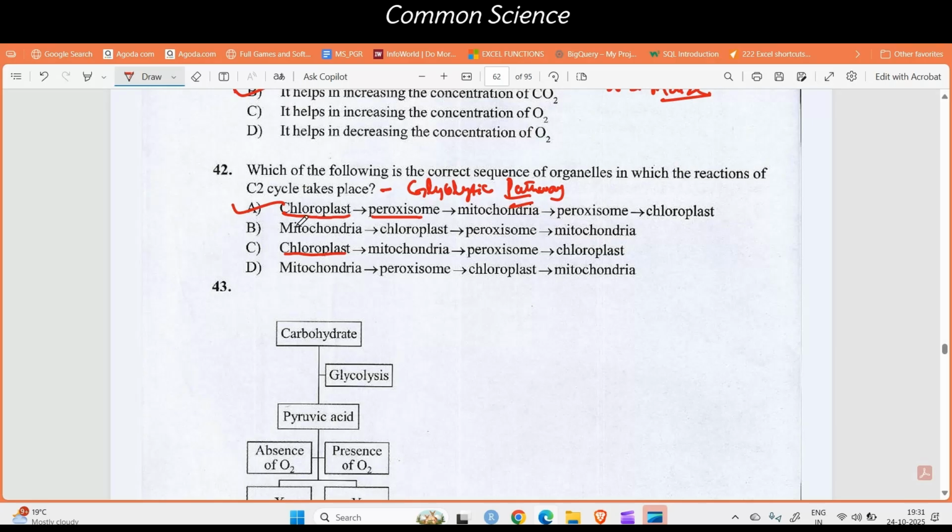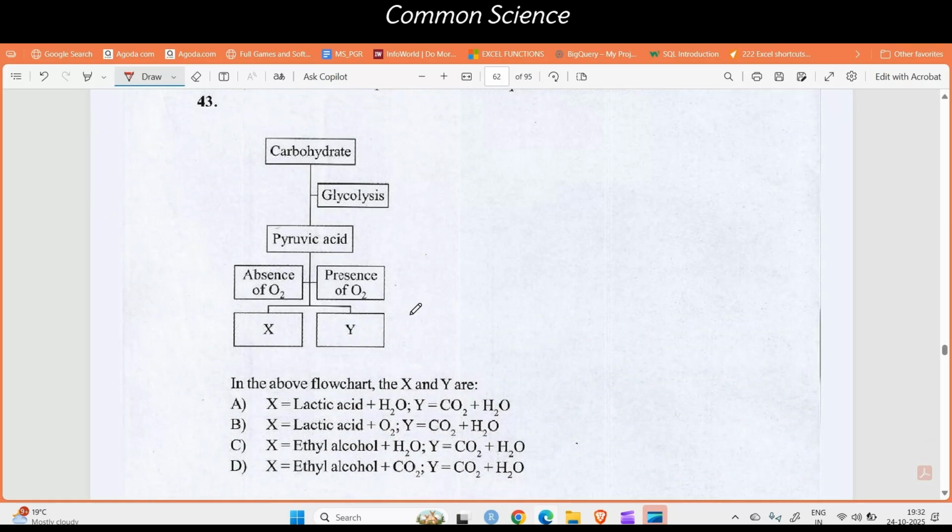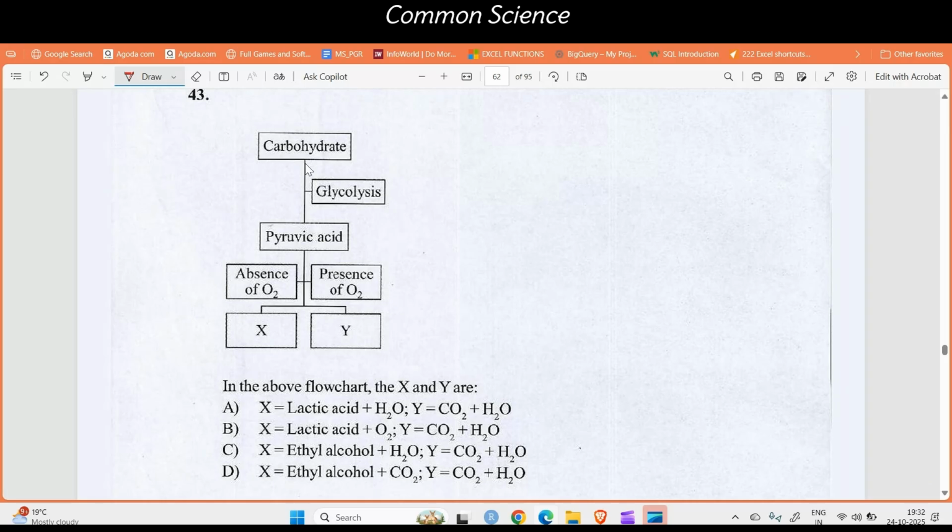Moving ahead, we have question number 43. Carbohydrate forms pyruvic acid by the process of glycolysis, yes. Then this pyruvic acid, in the absence of oxygen, goes into fermentation.